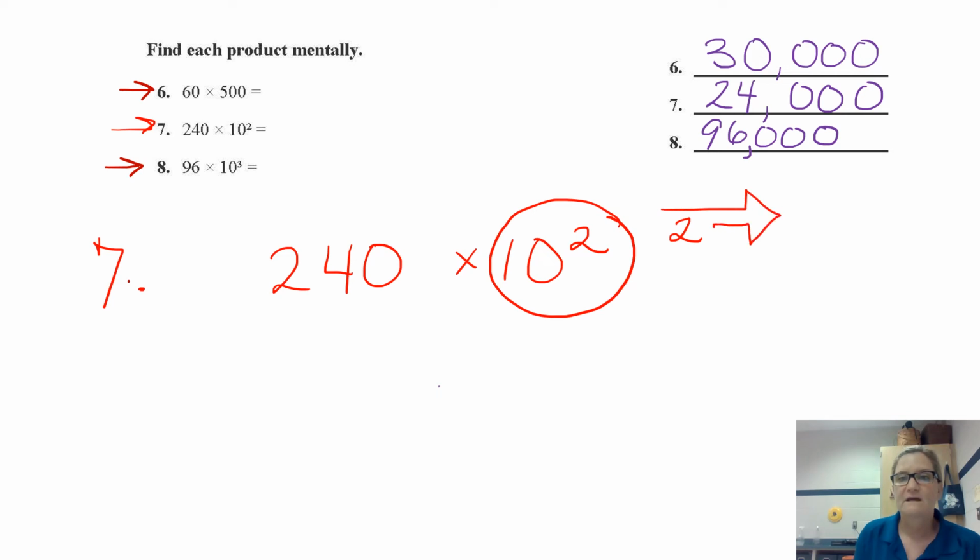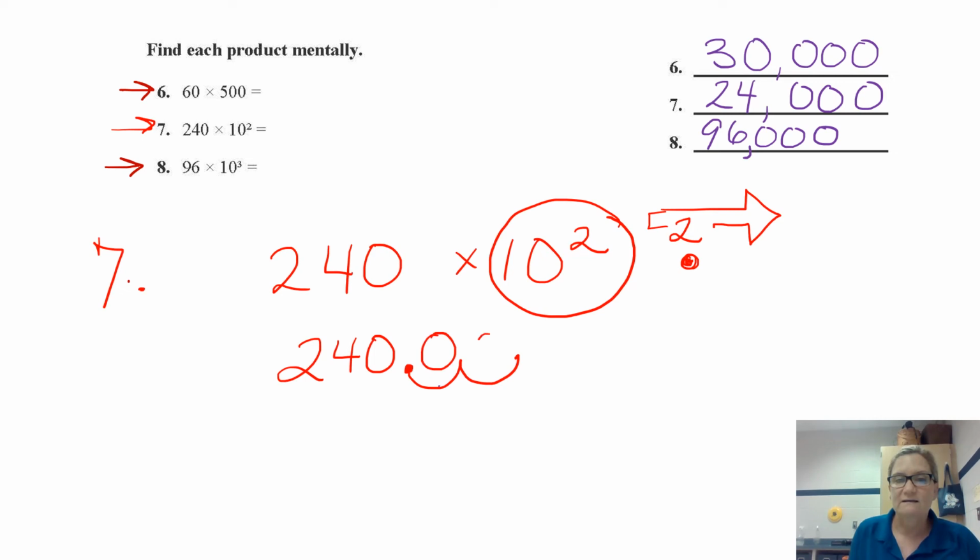I'm sorry, I didn't draw that really well. Okay, 2 times to the right, the decimal point. So where is the decimal point in a whole number? It's at the very end, just like in a sentence. The period comes at the end of a sentence. It's right here. So if I move the decimal point 2 times to the right, 1, 2, I will get 24,000.